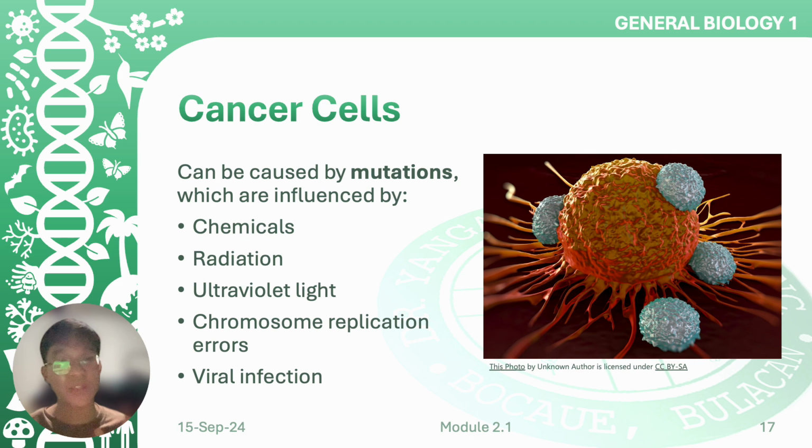Aside from radiation and chemical exposure, sometimes cancer cells arise randomly. They tend to form randomly because of random replication errors in the DNA. So there were cases that when DNA was duplicated in the cell, there were chances that some nucleotides were mismatched. And in that case, those mismatches can cause cancer later on. And then we have viral infection. Sometimes it's the viruses that cause the DNA damage, triggering the formation of cancer cells.